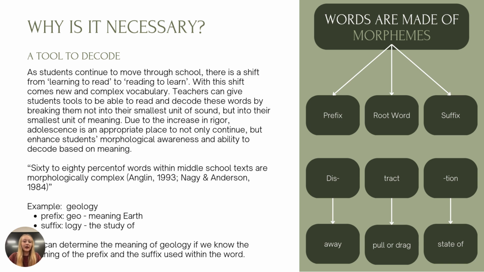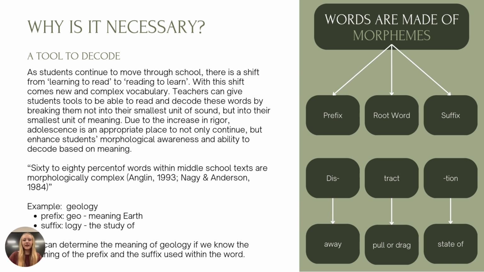I have an example here of geology. If you present this word to a middle school student, they're going to look at this word and there's a chance that they may have never seen it before. But if you break it down into smaller parts and teach them the meaning of each of those parts, they will not only be able to define this word, but other words that share these same morphemes. So geo means earth, and ology means the study of. So now you can tell your student anytime you see the word ology, you know that they're talking about studying something.